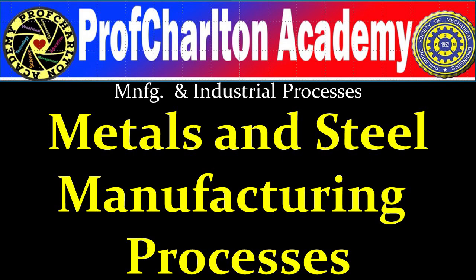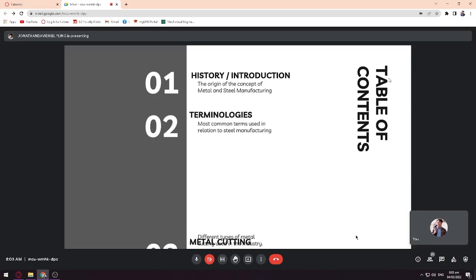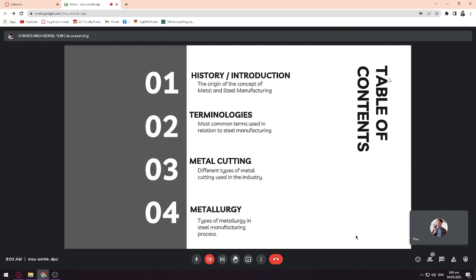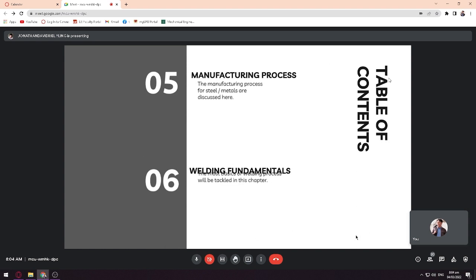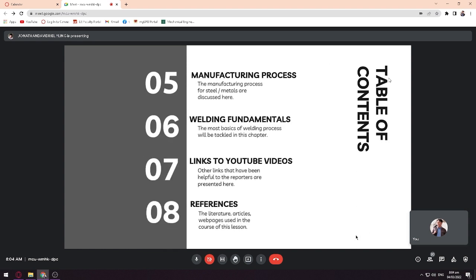In our table of contents, first we have the history and introduction of the steel process. Second, we have the common terminologies used in steel manufacturing. Third, the different types of metal cutting. Fourth is metallurgy. Number 5, we have the manufacturing process. Number 6, we have the welding fundamentals, or the basics of welding.